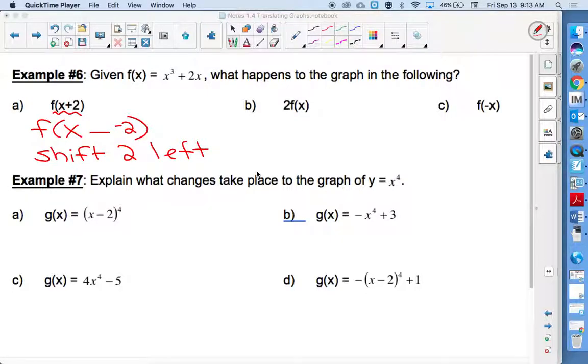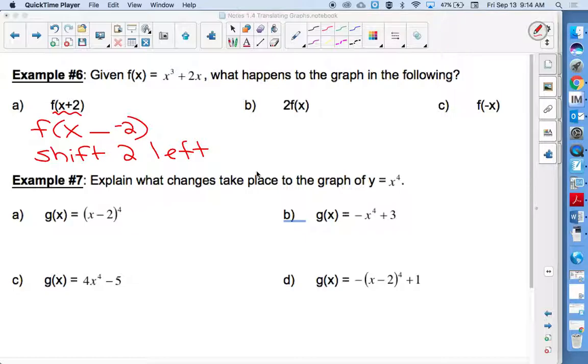Your whole equation, x cubed plus 2x. And you could have put parentheses around it and placed a 2 in front. Like that's how you would apply it to the equation. But you don't have to do that. You just have to know that if you have a 2 in front and you're multiplying it by f of x, it does the same thing to every graph.